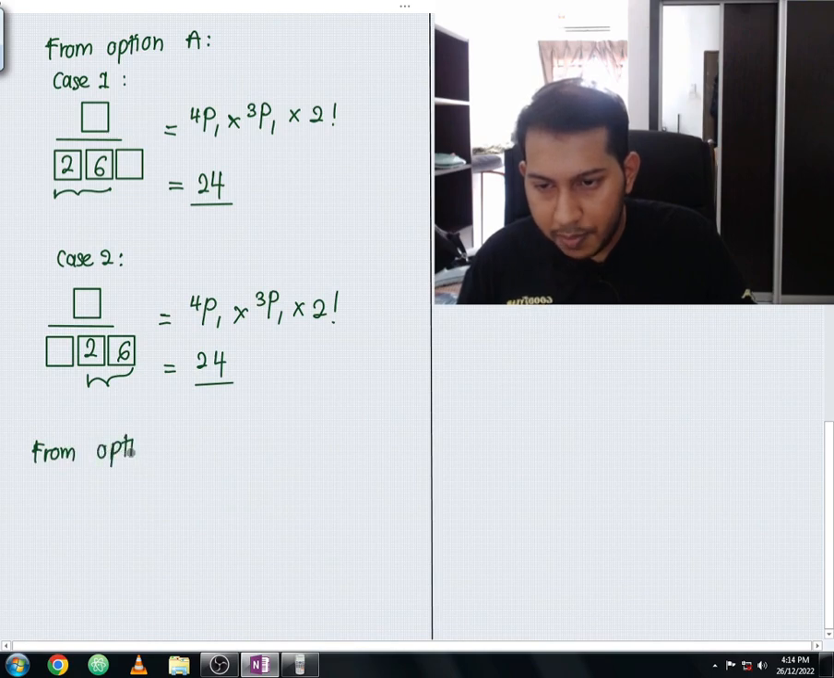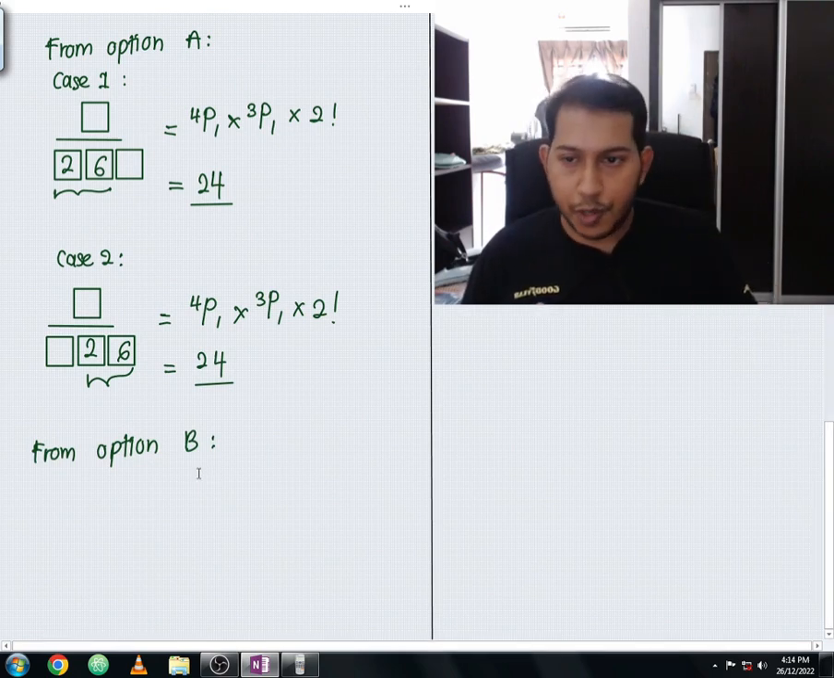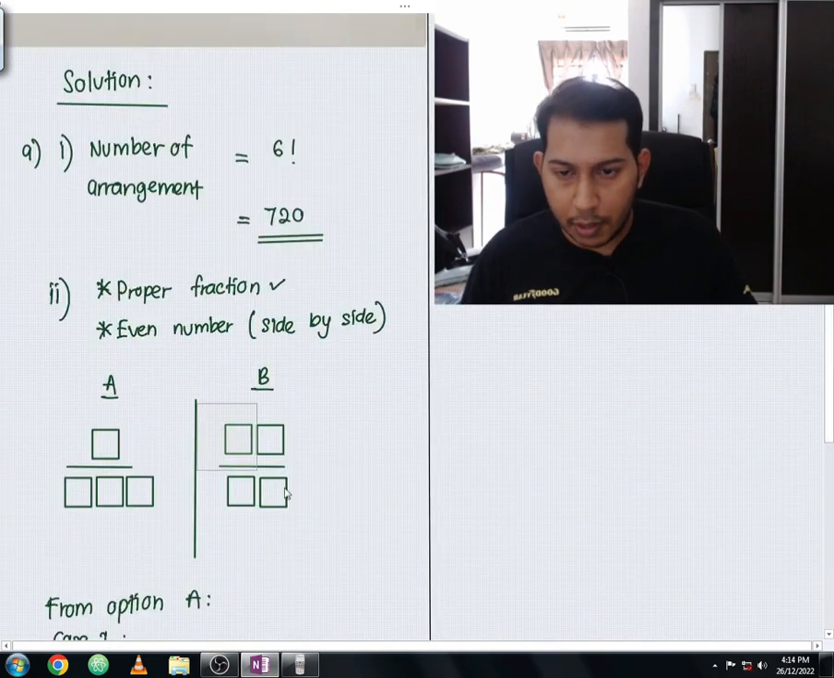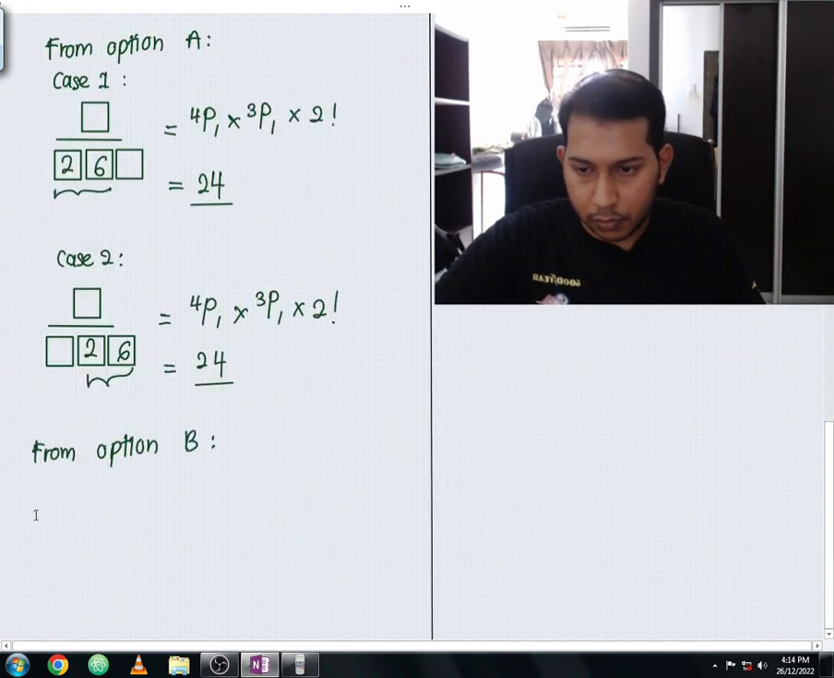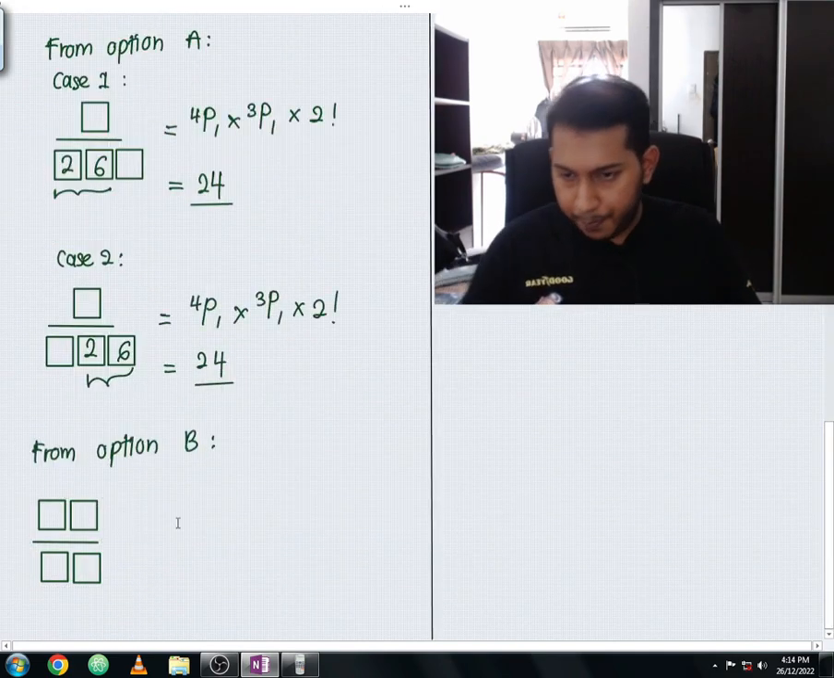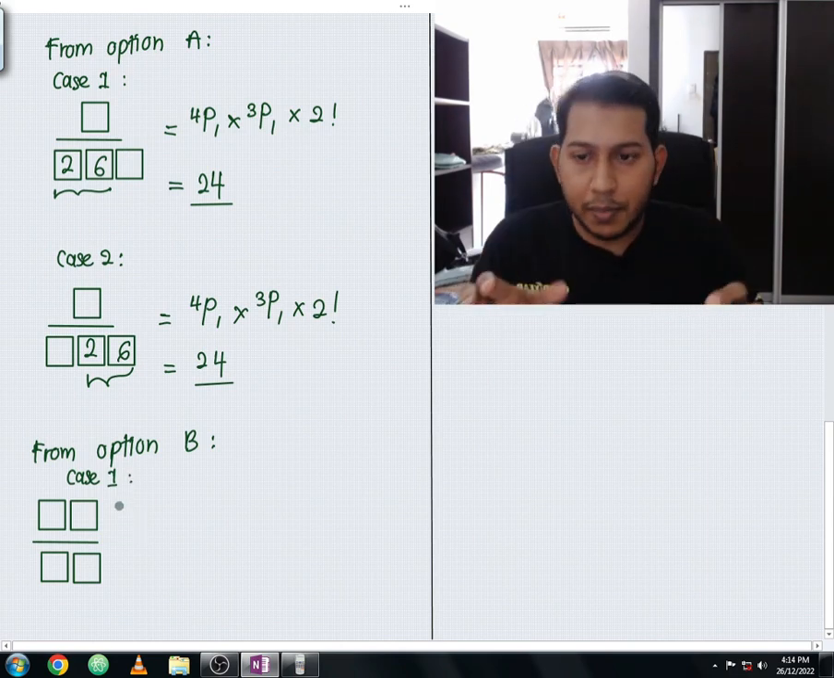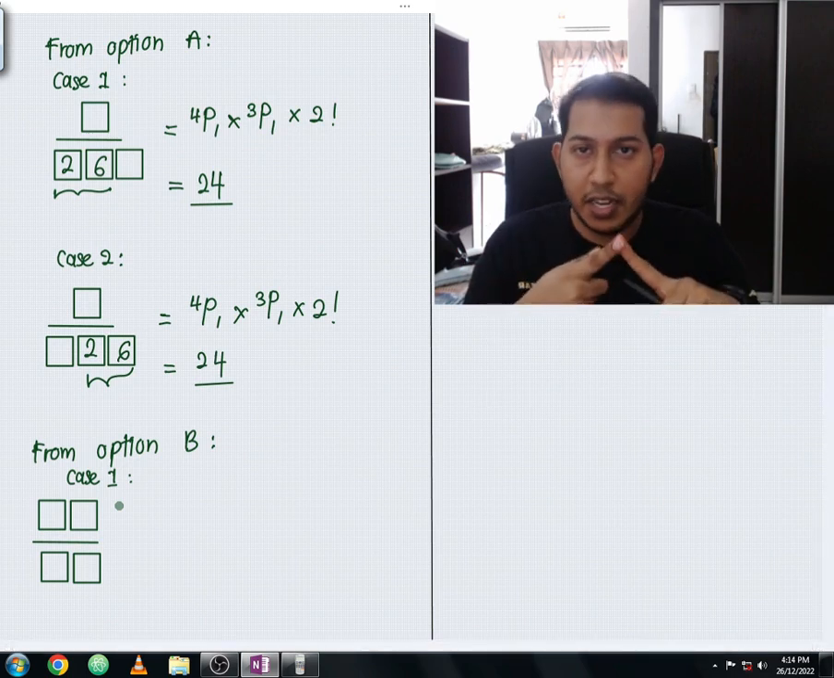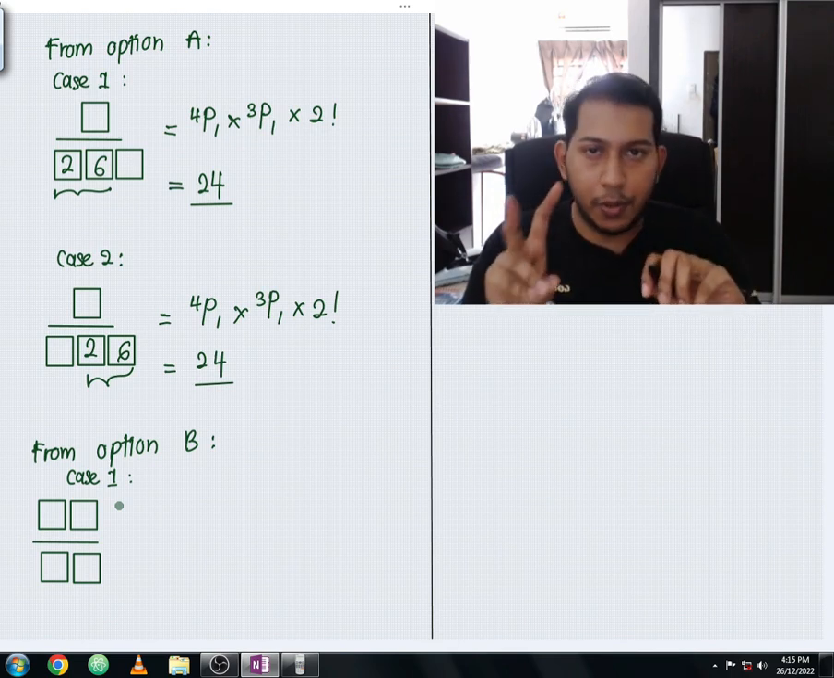Option B, like I said, is tricky. You need to be very careful because there are many cases over here which you need to be extra careful about. But don't worry, I will guide you one by one to solve this. So let us start with case 1. And always remember, whenever you solve, you must fulfill 2 conditions. One, it must be a proper fraction, and two, the even numbers must be side by side. These are the 2 important constraints.